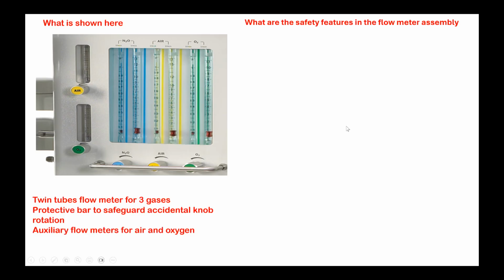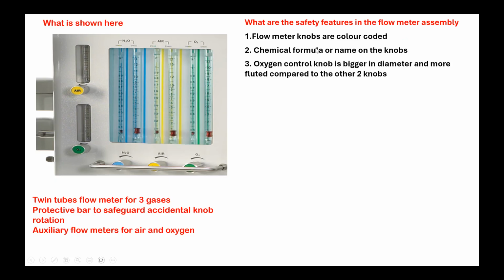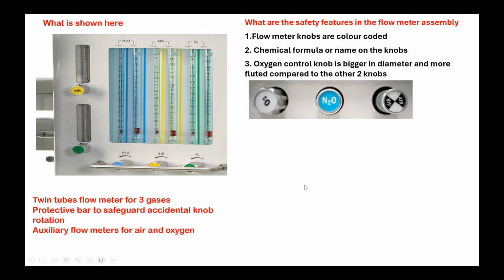What are the safety features of that? Of course, flow meter knobs are color coded, chemical formula is written, oxygen control knob is bigger in diameter and more fluted compared to the other two knobs. So these are all the questions they ask you. Safety features in these knobs.